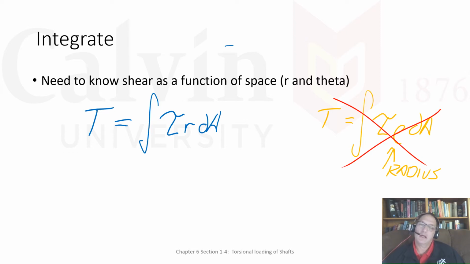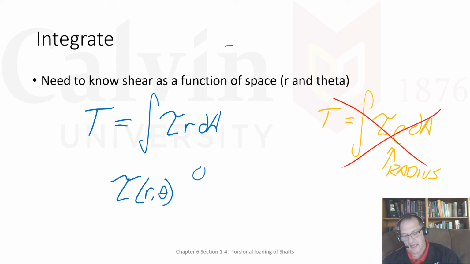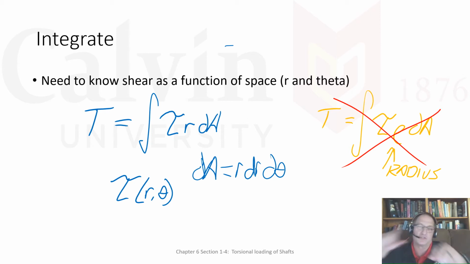But now, if we're going to integrate that, we need to know. I'd love to move stuff outside the integral as a constant, but I need to know what the shear stress is as a function of R and theta, because that's really what I'm integrating over. This dA is going to be equal to an R dr d theta. That's going to be the easy way to integrate that. I don't want to do an xy and write the circular function. So I need to come up with an equation there.